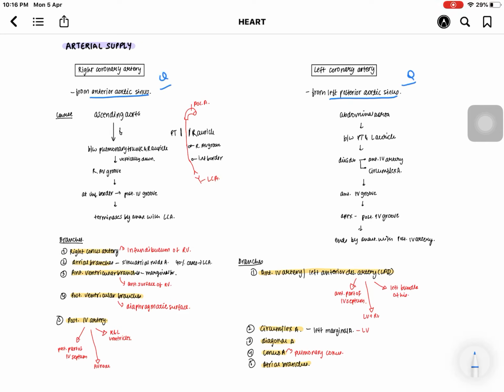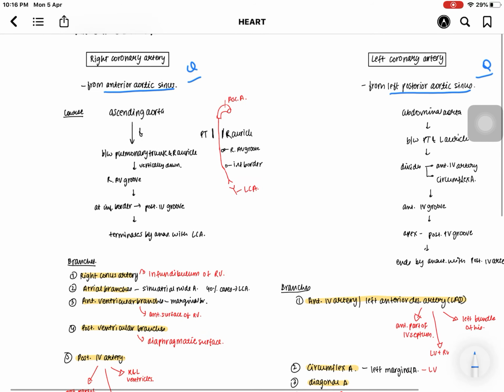Coming to the right coronary artery course, this is important. See in this diagram, it takes origin from the ascending aorta and moves downwards between the pulmonary trunk and the right auricle, and moves vertically down in the right atrioventricular groove and notches around the inferior border of the heart to go backwards and anastomose with the left coronary artery.